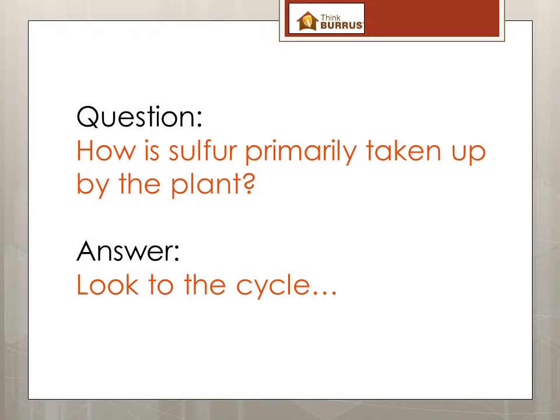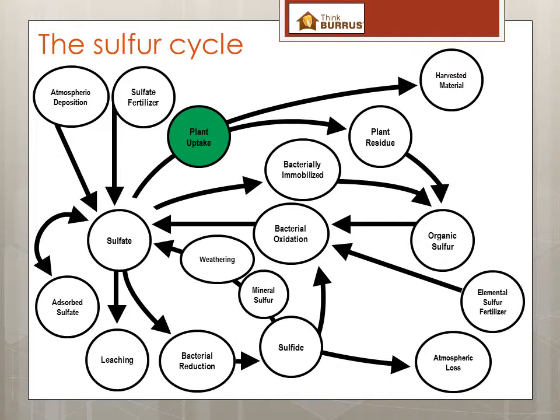So we were talking about plant available sulfur. That's today's topic. And so let's just begin this with a question. How is sulfur primarily taken up by the plant? And remember our answer to everything. It's going to be that. Look to the cycle. So here's plant uptake. The plant actually taking up sulfur to help make amino acids, to help with enzymes, all those things we talked about in session 1. Let's just work our way backward and see what plant uptake requires.